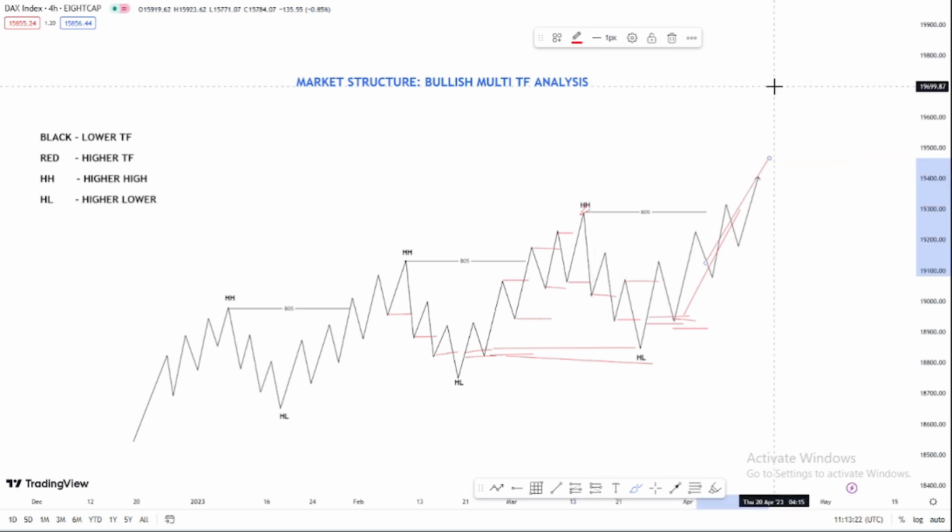So this is the bullish multi-time frame analysis, and then now we're gonna do the bearish. Then after that, we're gonna do a little bit of explanation, and then we're gonna jump straight to the charts. So let's do the bearish.